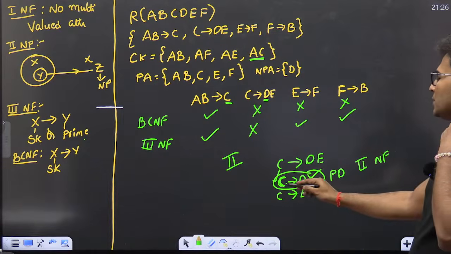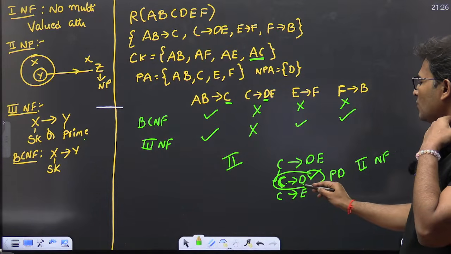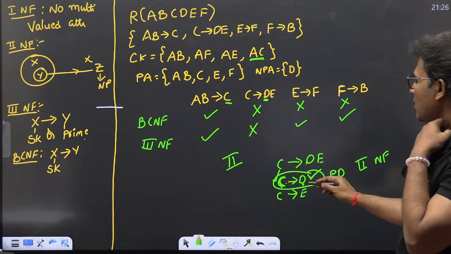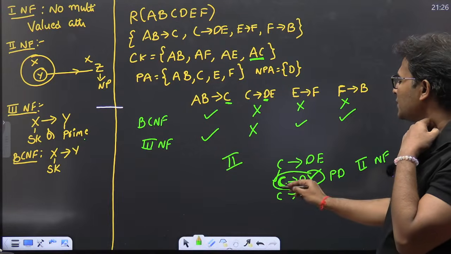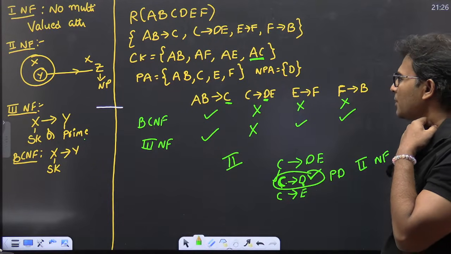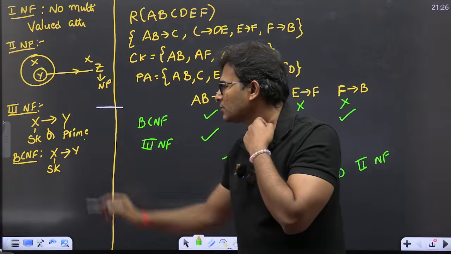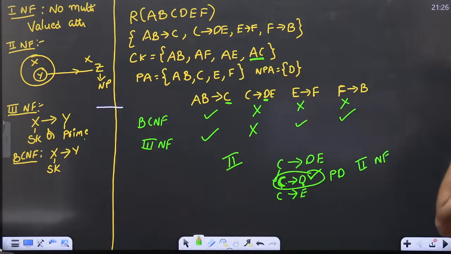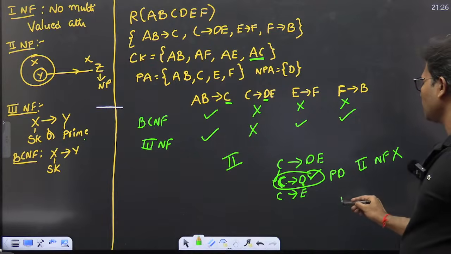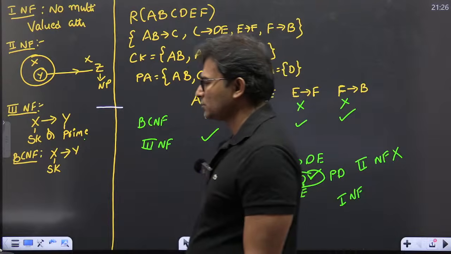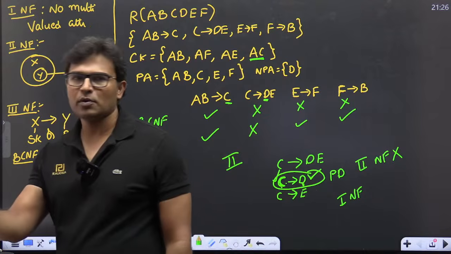See this, part of the key is determining an attribute which is a non-prime attribute. We allow only prime attributes. So the left side is not a super key and the right side is not a prime attribute. Therefore, both these conditions have failed, so this is not in second normal form also. The highest normal form is first normal form.